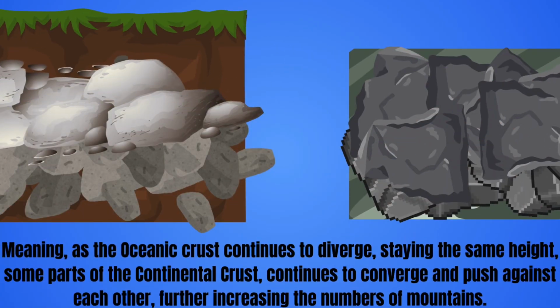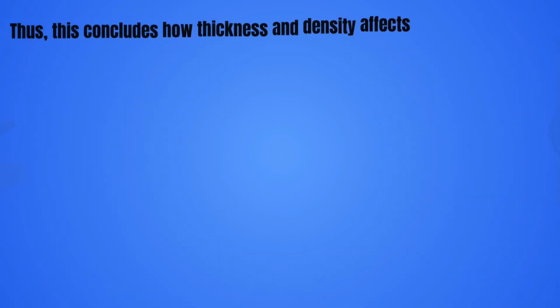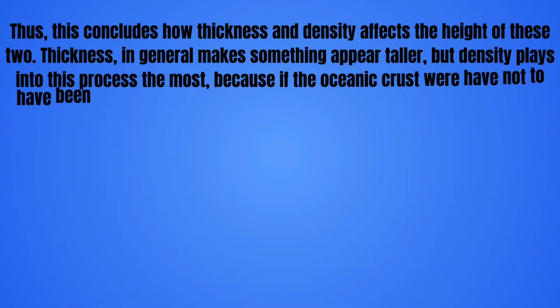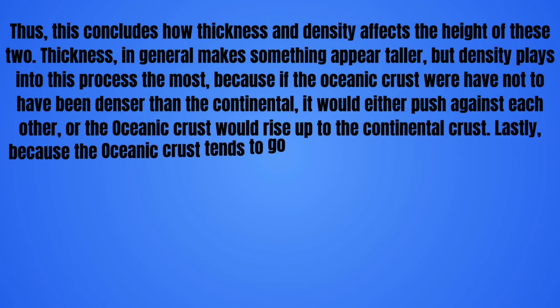Meaning, as the oceanic crust continues to diverge, staying the same height, some parts of the continental crust continue to converge and push against each other, further increasing the number of mountains. Thus, this concludes how thickness and density affect the height of these two.